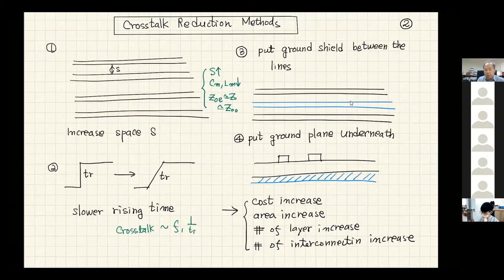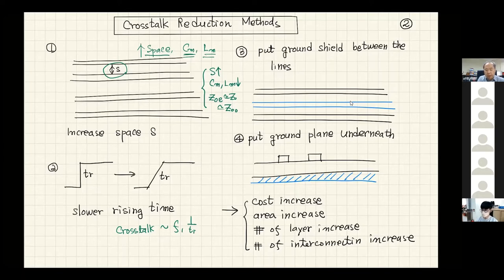In order to reduce the crosstalk, one obvious method to realize crosstalk minimization is increasing the space. If you increase the space, mutual capacitance and mutual inductance between the lines can be reduced. Mutual capacitance is generated by electric field fringing between line one and line two, and mutual inductance is generated when there is magnetic coupling between line one and line two. So if we increase the space between the lines, mutual capacitance and mutual inductance will decrease. That is the basic principle of electromagnetics, which is usually covered in fundamentals of electromagnetics and circuit theory.